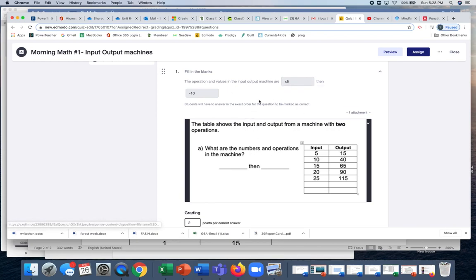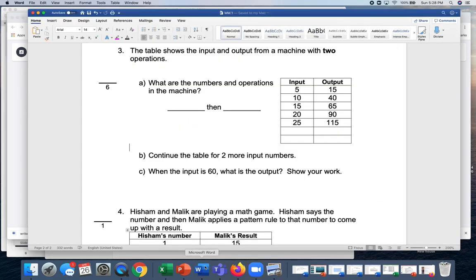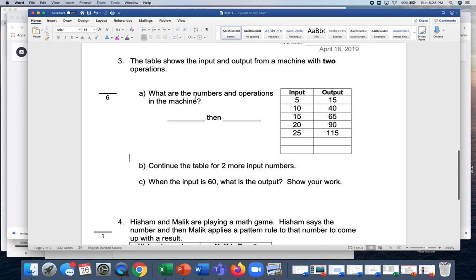So the first one should be multiply by 5 and then subtract 10. I'm going to show you one that's a little bit easier to see. Times by 5, subtract 10. If we're putting in a couple more values, that was the next question, we had to carry on for 2 more values. We know that this one is going up by 5, so it's going to be 30, and this is going to be 35.